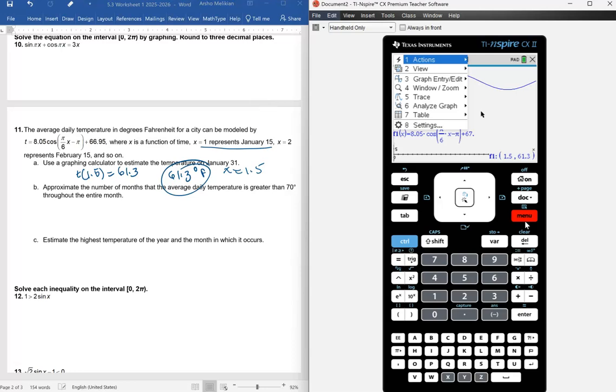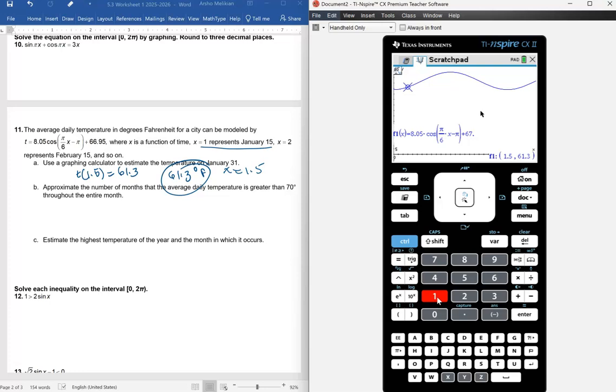Menu, listen. Menu. Number 5 for trace. Number 1 for graph trace. Now don't press anything else. Just put in the number 1.5, enter. Because x equals 1 is January 15, x equals 2 is February 15, and if I want January 31, that's between 1 and 2, so 1.5.